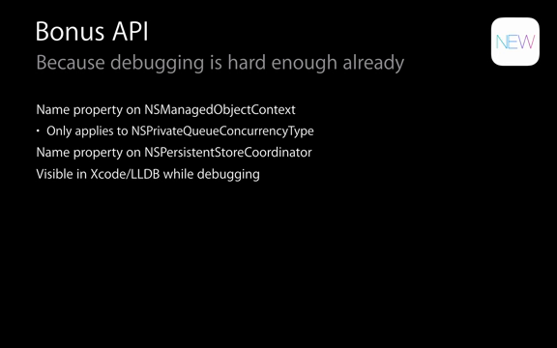And as bonus API, to make that go down a little bit easier, because debugging is hard enough already, we've added a name property to the NSManagedObjectContext and the PersistentStoreCoordinator. It only applies if your actor is using the private queue concurrency type. But if you do set a name on your context or your coordinator, this will be displayed in LLDB and Xcode when you're debugging. So you'll be able to see which queues are actually associated with which managed object contexts in your application.